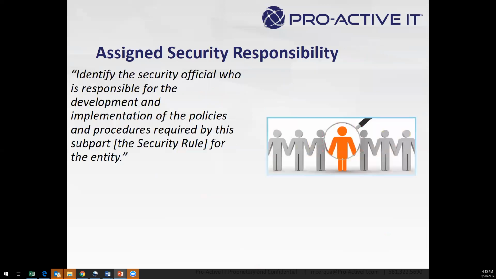All right. Now, the assigned security responsibility is a very important standard. It's very simple. It'll make you ask the question, who will be operationally responsible for assuring that the covered entity complies with the security rule? And this does require that one single individual be designated as having overall responsibility.